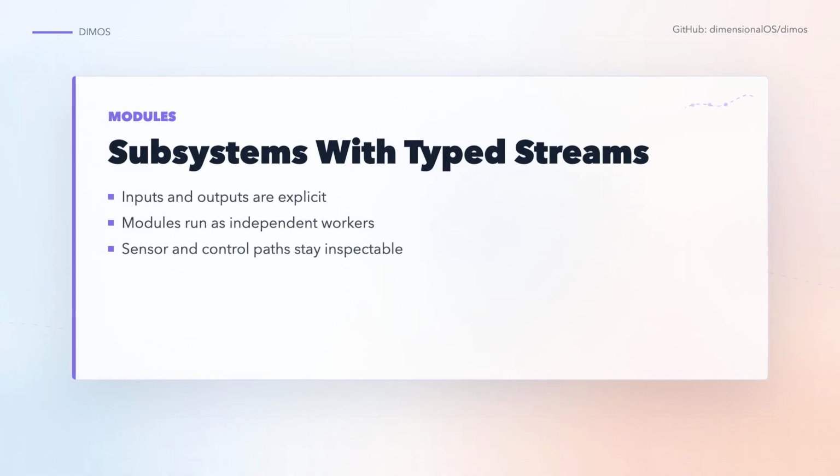The core abstraction is the module. A module is a robot subsystem with typed inputs, typed outputs, and callable methods. A camera module can publish images. A planner can consume pose data. A control module can accept velocity commands. Instead of everything living in one process, DimOS treats these pieces as separate workers connected by streams. That gives the system a shape agents can inspect without pretending the robot is just one giant function call.